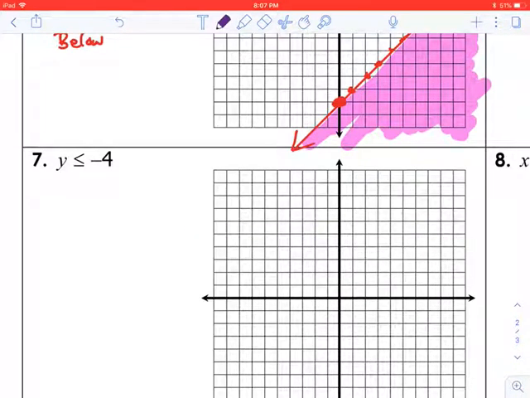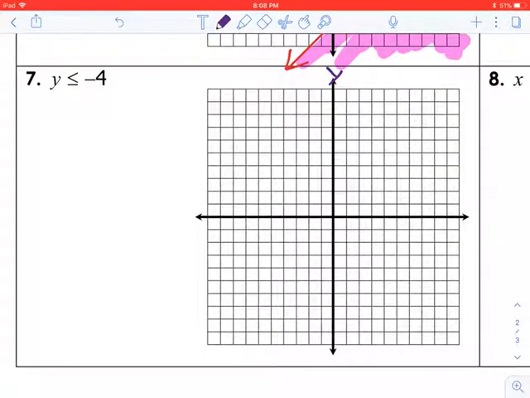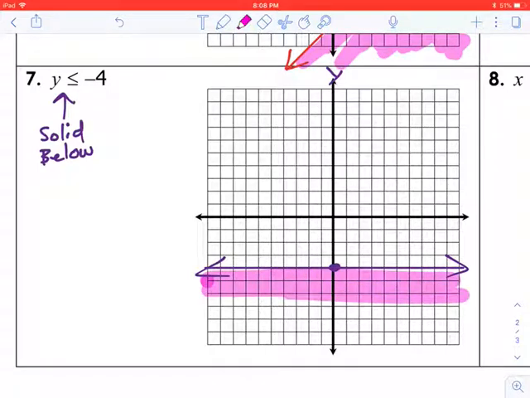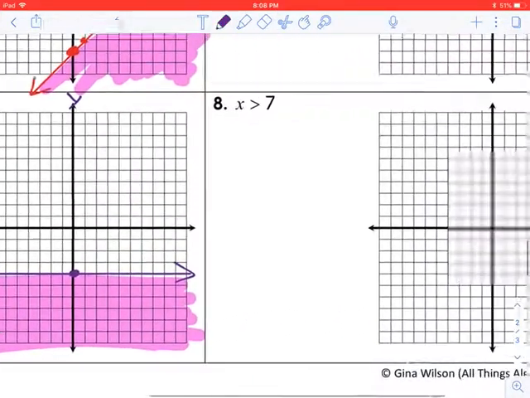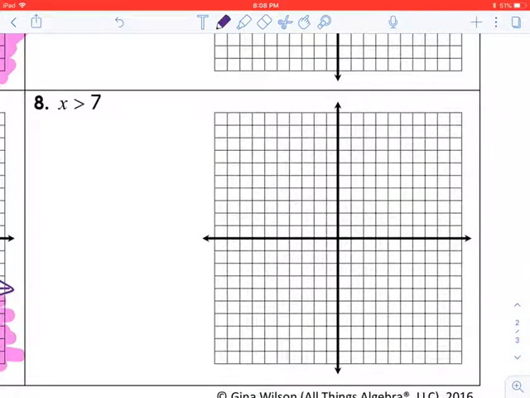Okay, so last two. Remember, if it's y, that means it's going to cross the y-axis, so that's a horizontal line. So negative 4 on the y-axis is going to be 1, 2, 3, 4. Before I do it, it's a solid line, and I should be shading below because it's less than. So solid line, horizontal, since it's going through the y-axis, and I would go below. So y equals is always horizontal because it crosses through the y-axis. But then you look at number 8, it says x equals. So x equals crosses through the x-axis, so it's a vertical line.